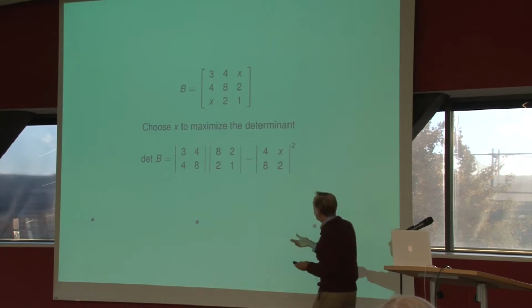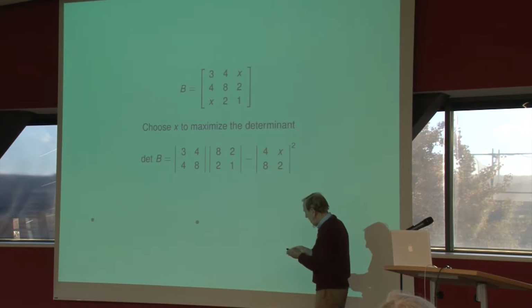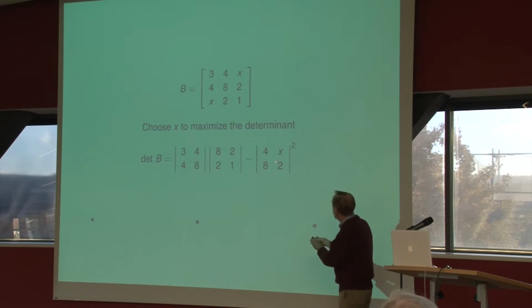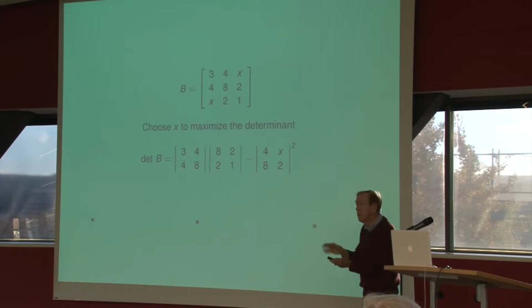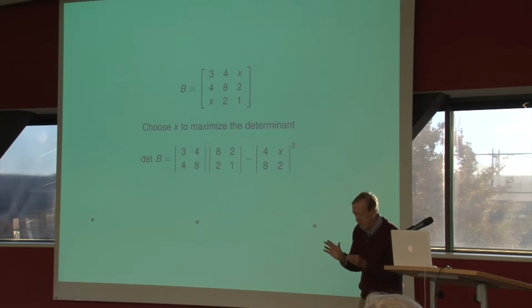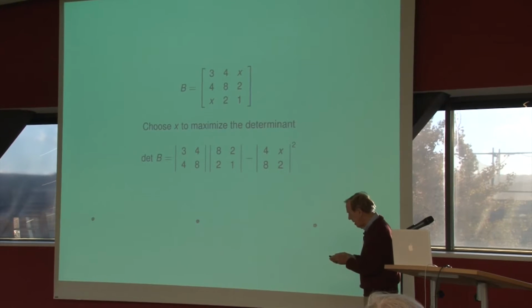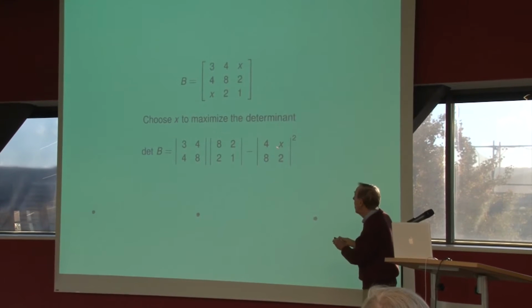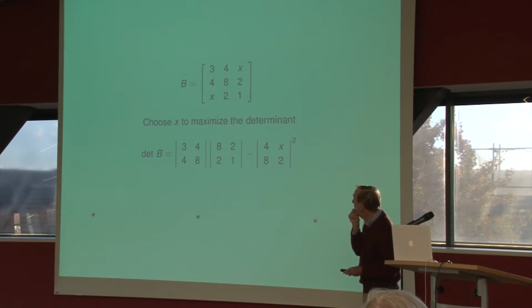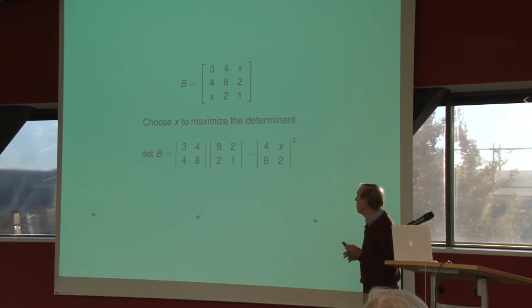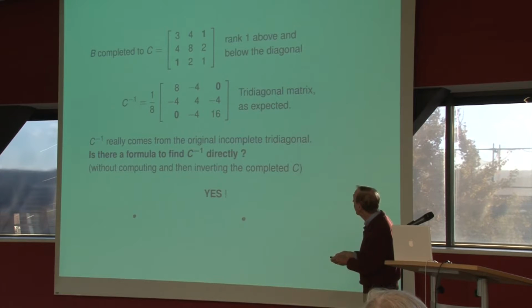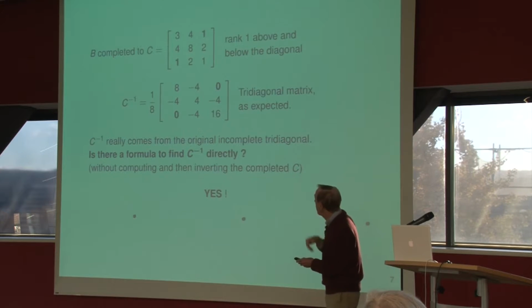So we can see that if we want this to be a maximum, the best choice is make this 0, because I'm subtracting a square. So since I'm subtracting a square, the best one to choose is make that determinant 0, and of course that's achieved by x equal 1. So that's another way to see that x equal 1 is the right choice to maximize the determinant. And then we've completed it.